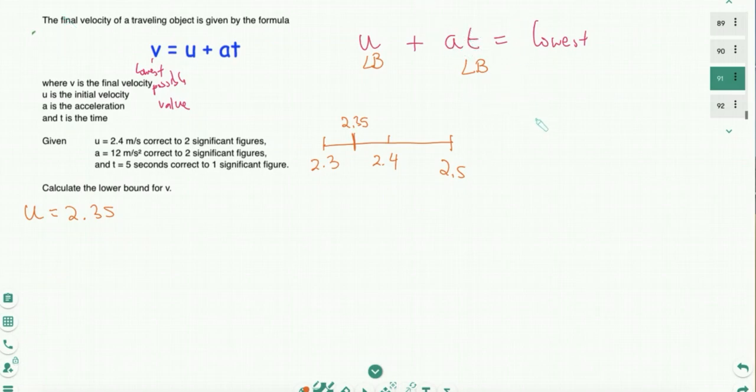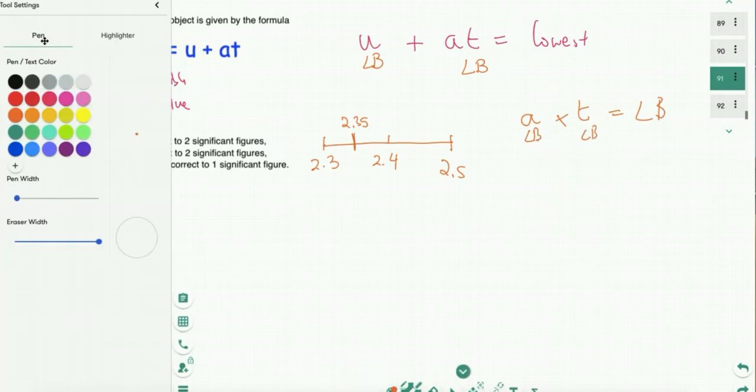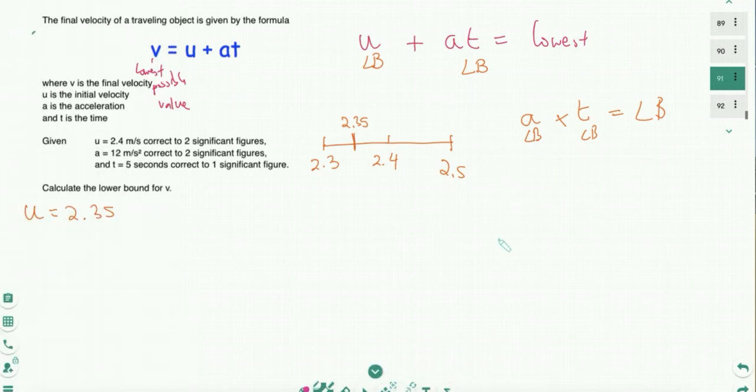And now, a times t, we have to find the lower bound, or the lowest possible value. When we're multiplying, and we want to find the lowest possible value, our two numbers must be as low as possible. 2 times 2 is going to be far lower than 100 times 100. So we've got to find the lower bound for a and the lower bound for t. So let's find the lower bound for a.